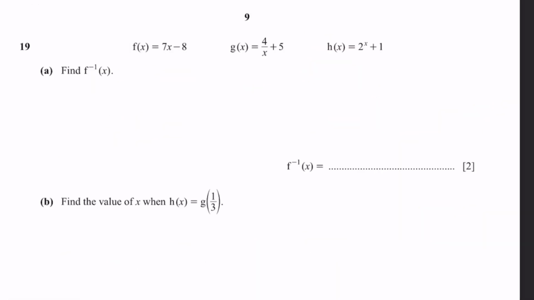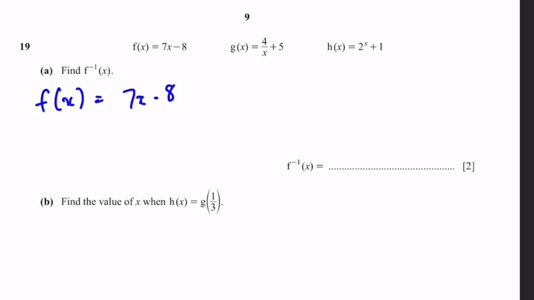Question 19. A. Find f inverse of x. So we have three functions here, which are f of x equals 7x minus 8, g of x is equal to 4 by x plus 5, and h of x is equal to 2 to the power of x plus 1. Let's write f of x, which is the first function.